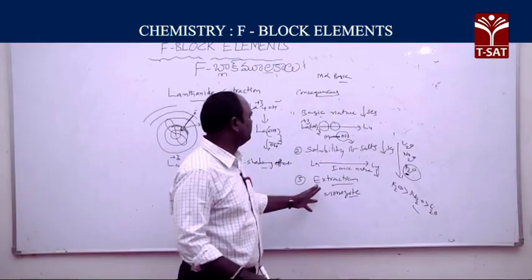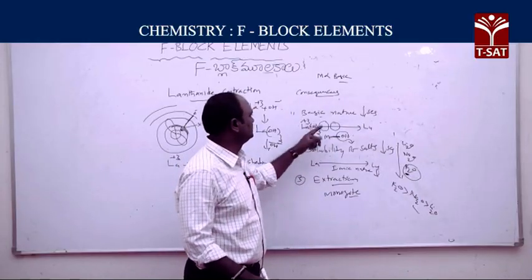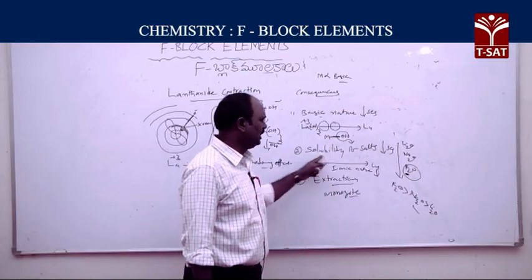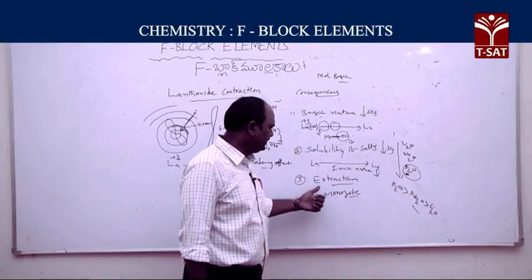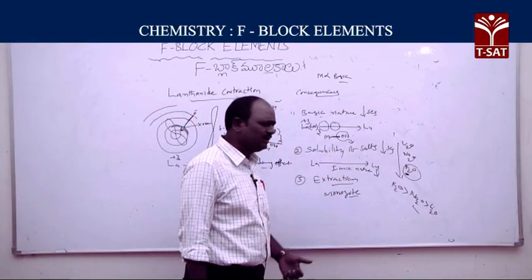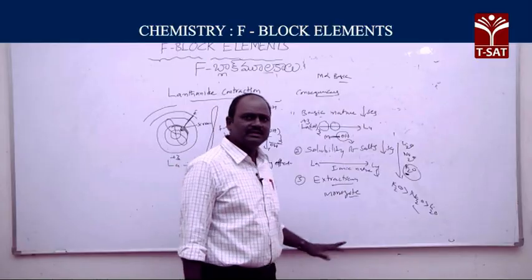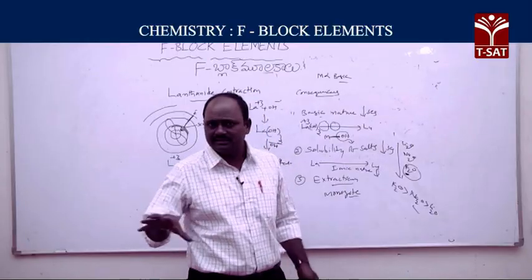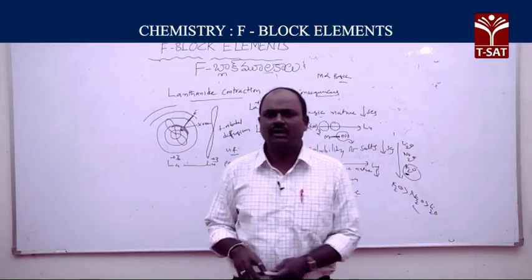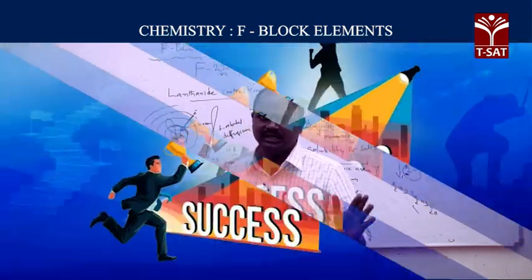These three are very important consequences. Basic nature decreases, solubility of the salts decreases, and it's very difficult to separate the metals from the monazite ore. These are the main important postulates of inner transition elements.